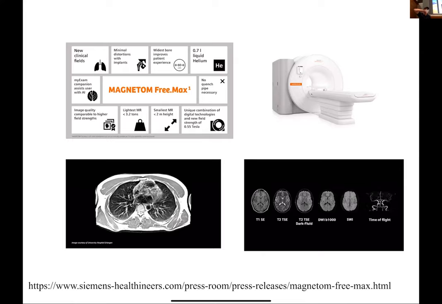So that means that, for example, if we wanted to put a scanner in this room, we'd have to build some pipe that could dissipate the helium out in case there's an emergency. Right.